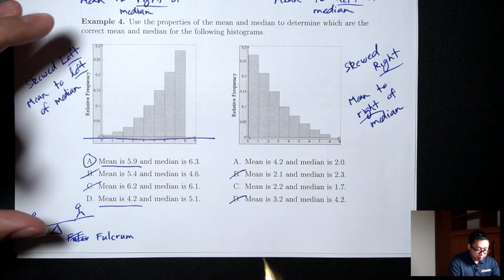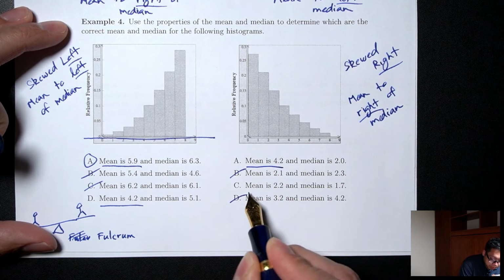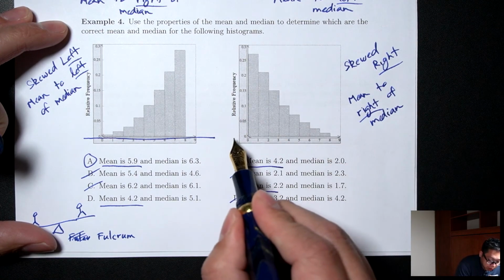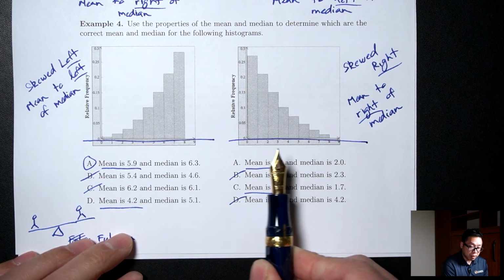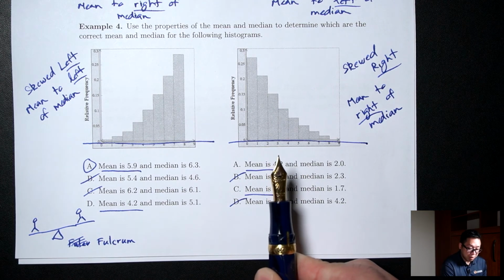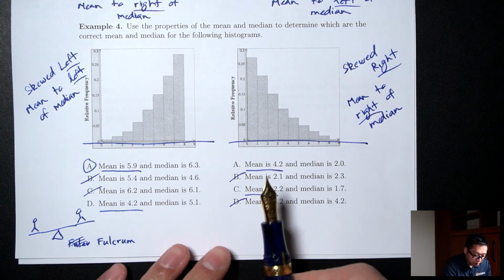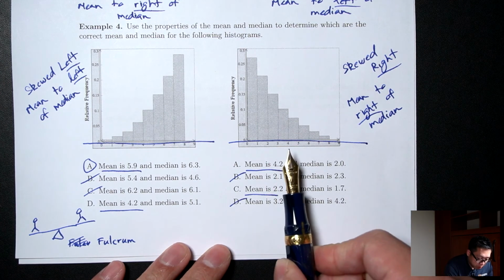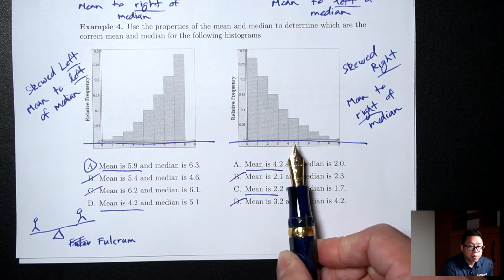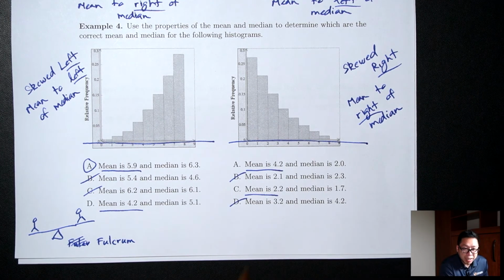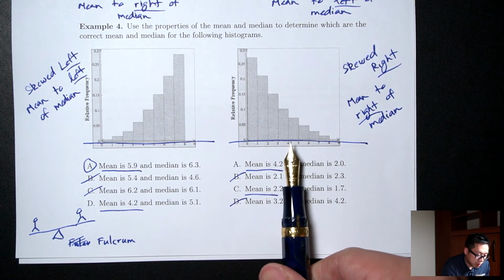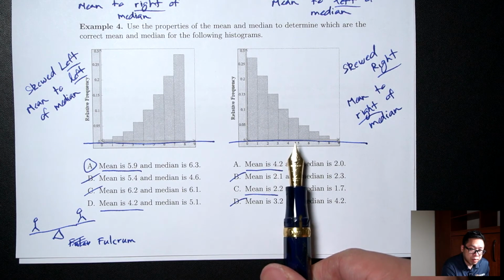Now, of what's left, look at the mean. Okay, and imagine these blocks on a plank of wood on a seesaw. The mean should be the location where it's balanced. Okay, one of these should obviously not balance. So let's try both of them. 4.2. 4.2 is right here. Would that balance? Okay, imagine this as a plank of wood. If you were to hold it here, say with your hand or your finger, would it balance or would it tip over? It would tip over, right?